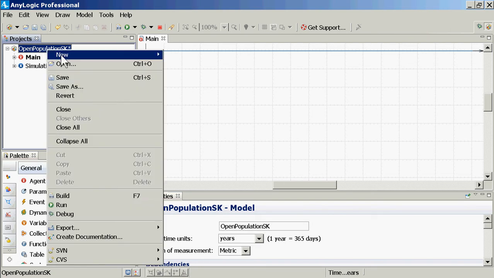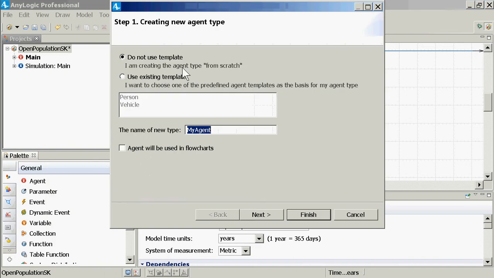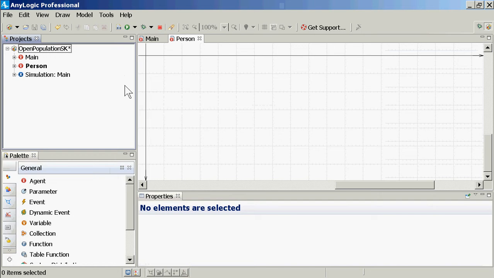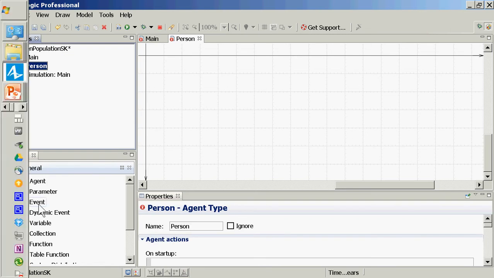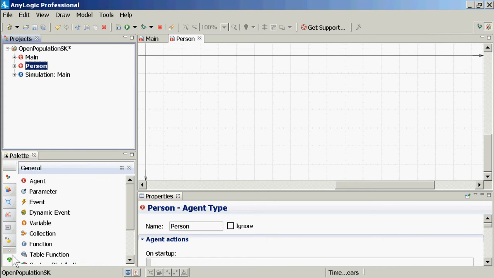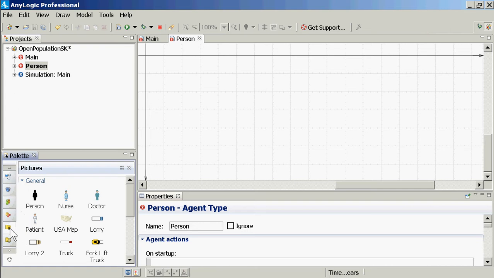Okay. Add a new agent type called person. Good. Excellent. And we want to lend them an appearance. So where do I go? Okay, person, and go to palette, and we're going to give them a person shape. That's going to be defined down in the presentation area here, or sorry, the pictures area. Give them a person shape there. Okay.